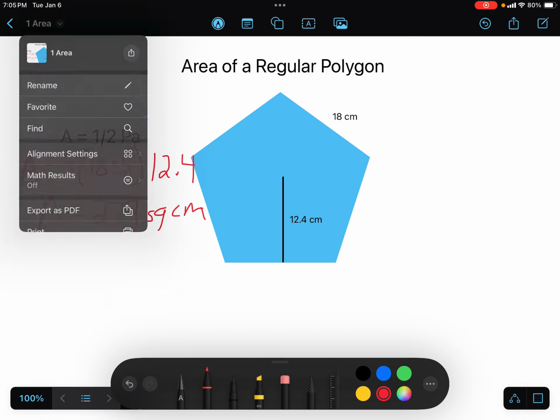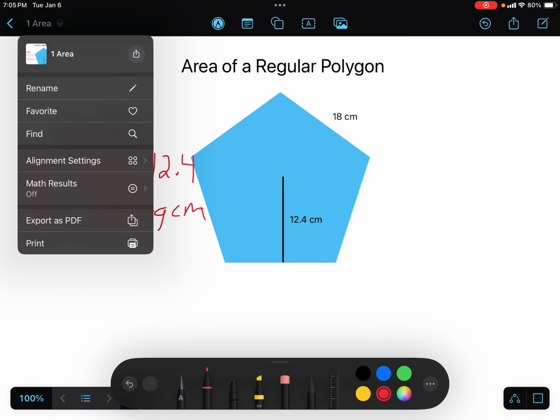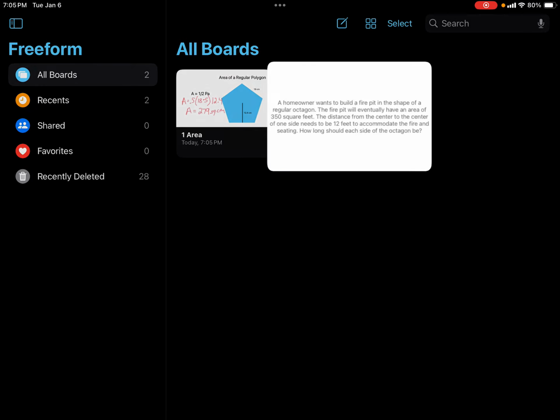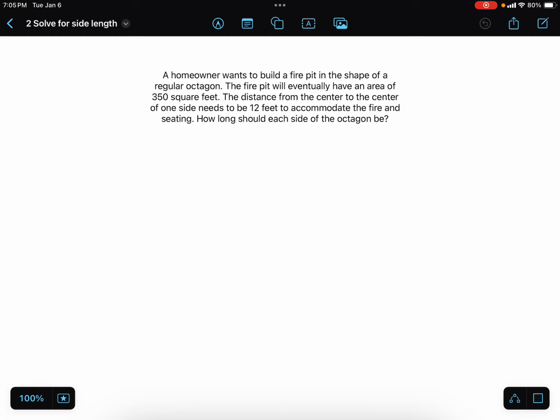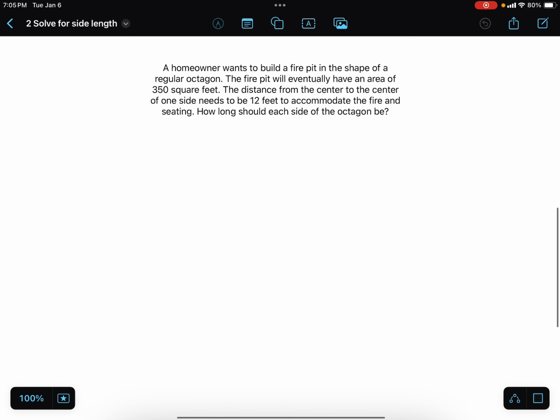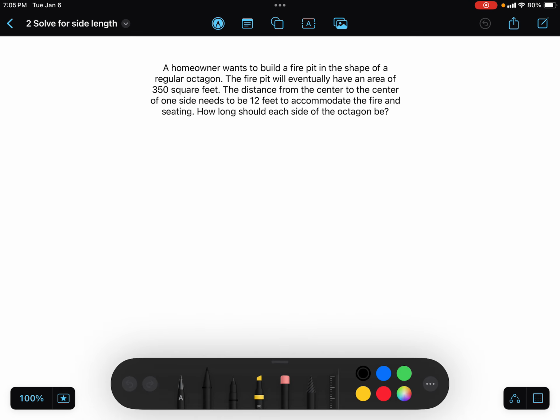I'm going to do one more example. This one's a word problem. And like any, I'm going to put the formula right here.